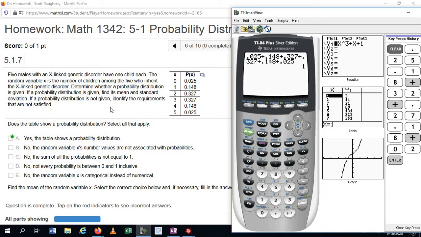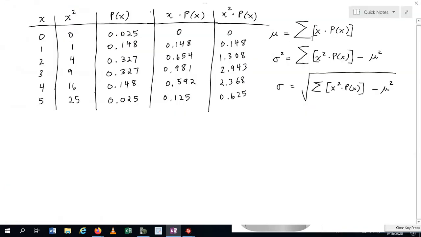Okay, so now that we know we have a probability distribution, we're supposed to find its mean and its standard deviation. Okay, so the mean of a probability distribution is given by this formula here. It's the sum of x times p, where you sum over all the possible x values.